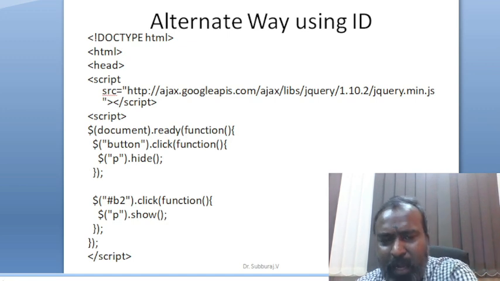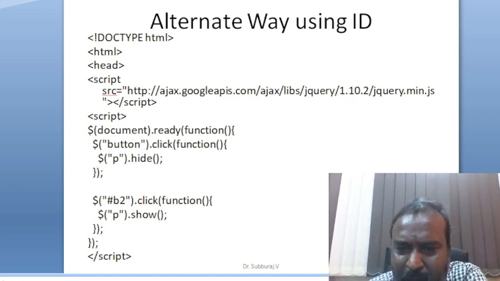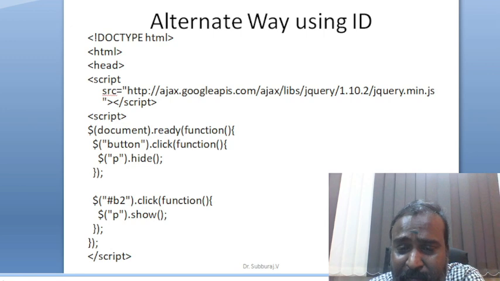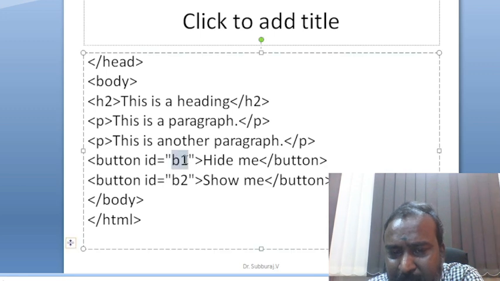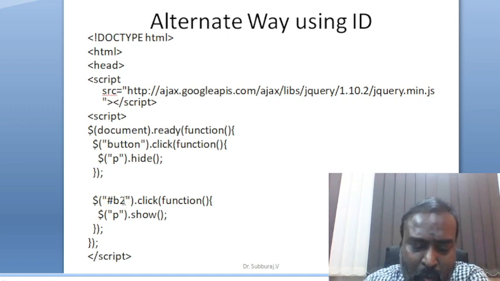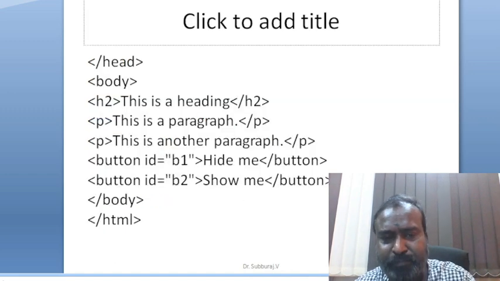Okay, so the alternative use of ID, now the same coding. Now we have just added something: we hid a paragraph, and now we are going to show a paragraph when we provide a button based on the ID. The ID will be called using hash button. The hash button will identify which button you have to click. As simple as that.